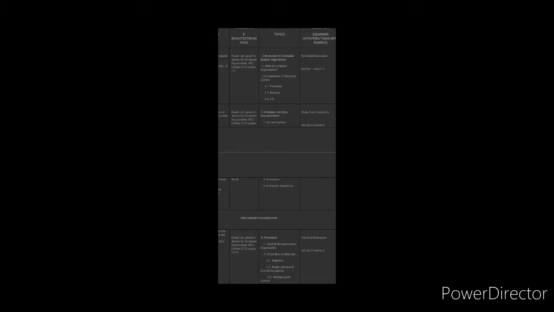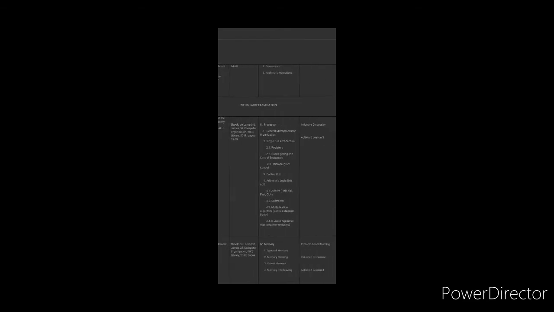And in week 6, we have our preliminary examination. And for week 7 to 8, the objective is to describe and understand the processor memory hierarchy. Second is to relate to arithmetic for ALU implementation. And for that, we will use the topic, the third lesson, which is about the processor.